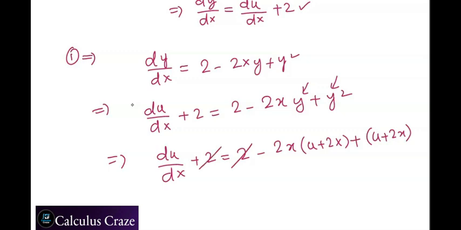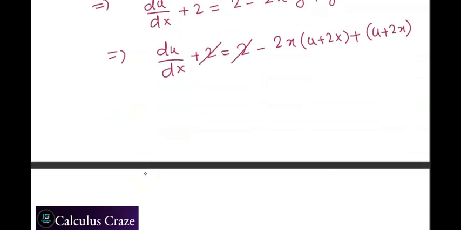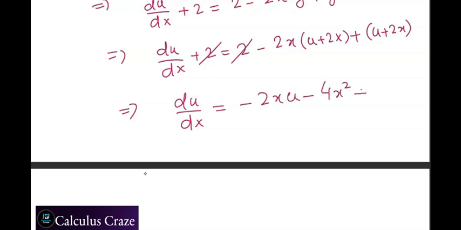This 2 gets cancelled with this. So this will give me the derivative of u with respect to x equals to 2xu minus 4x squared plus u plus 2. Oh sorry, this was a square, this is a square. So this must be u square plus 4xu plus 4x squared, right?